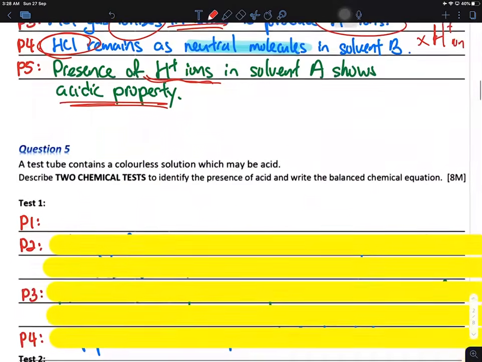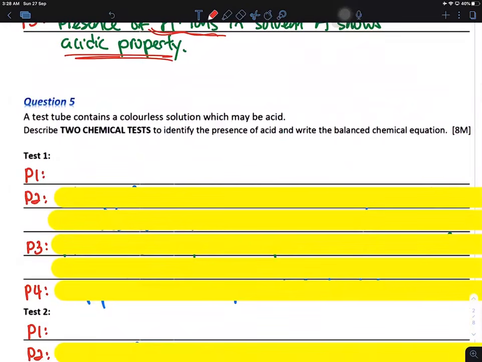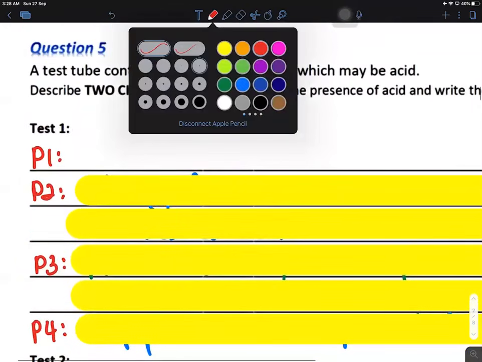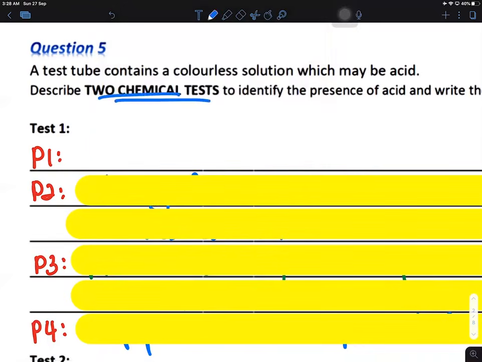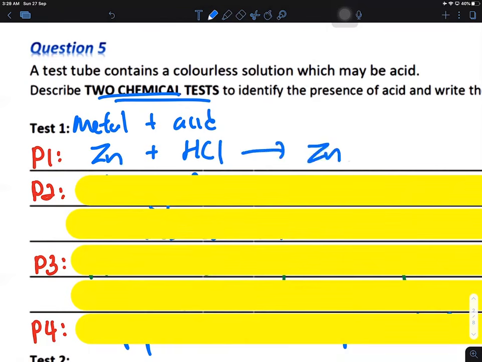Next, this is the acid test. So there are two chemical tests for acid. So what are the chemical tests for acid? We can use metal to react with acid. So one example, let's say I use zinc to react with HCl. Zinc plus HCl will get you ZnCl2 plus H2. This reaction is going to release hydrogen gas.